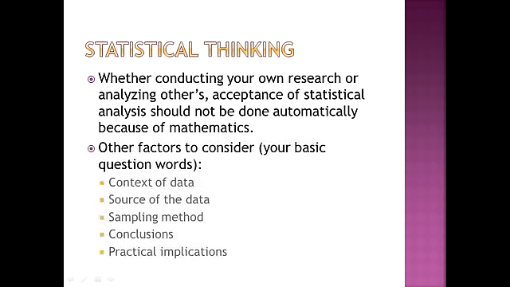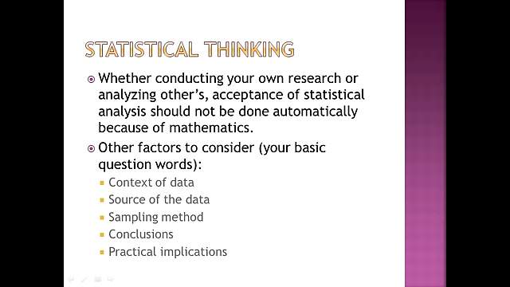Things you have to consider: the context of the data, the source, the method of the sampling that was done, the conclusions that were drawn, and the practical implications to society. We're going to break down each one of those five and talk about them individually.